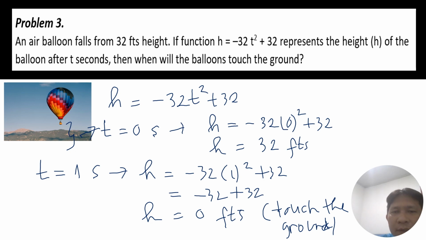So based on the question, if the function h equals negative 32 t squared plus 32, then when will the balloon touch the ground? The answer is when the time equals 1 second, because at that time the height of the balloon equals 0 feet, so it means touching the ground.